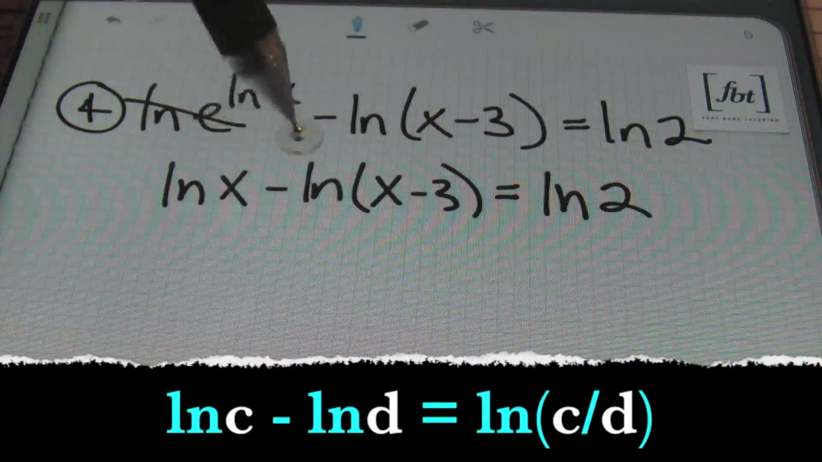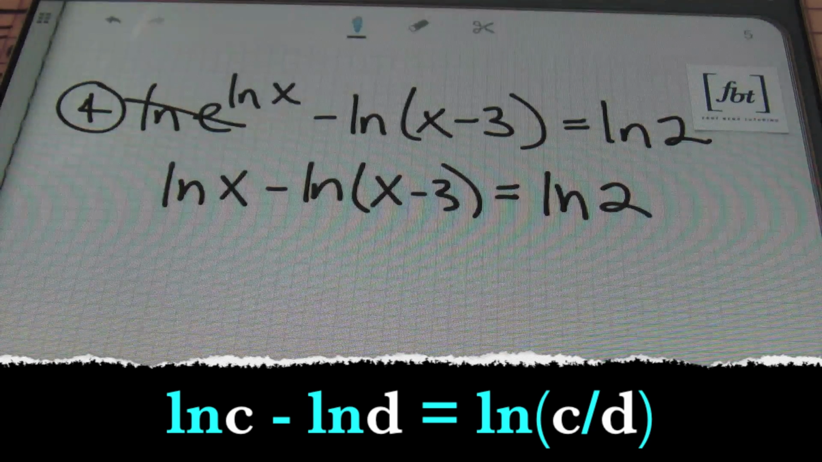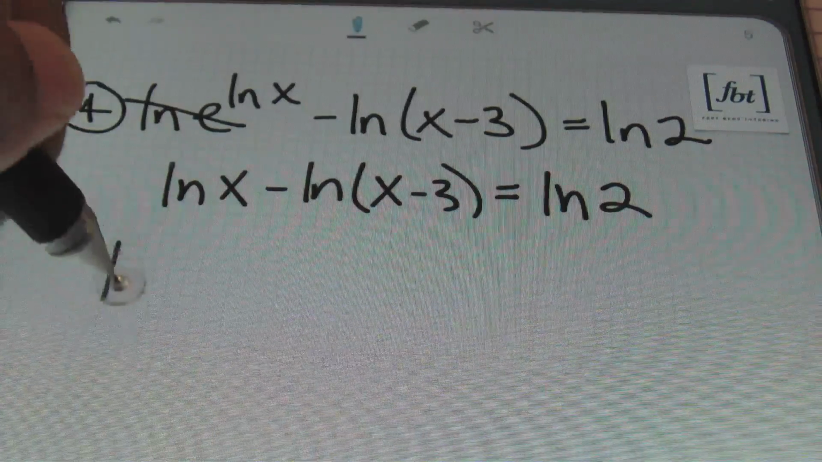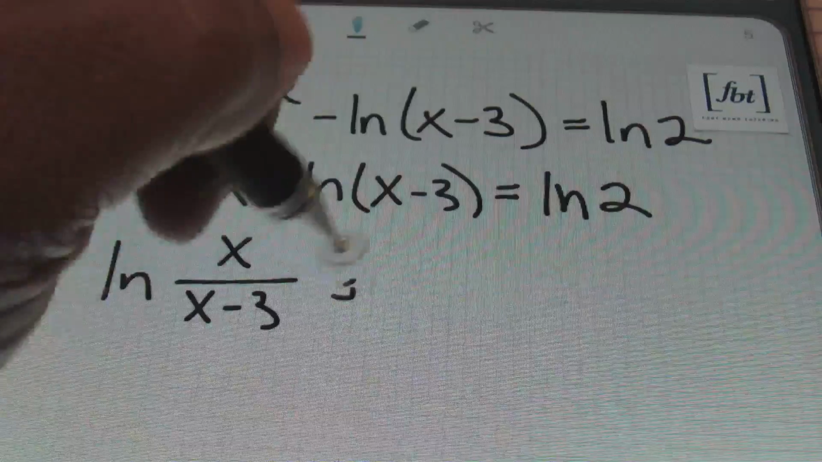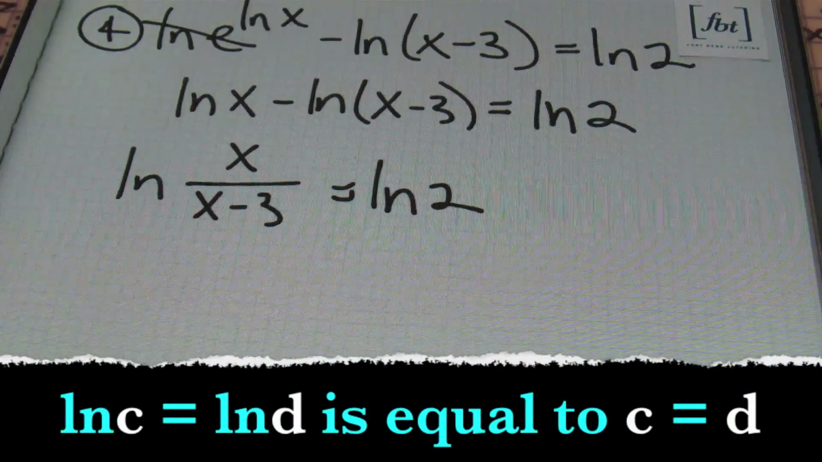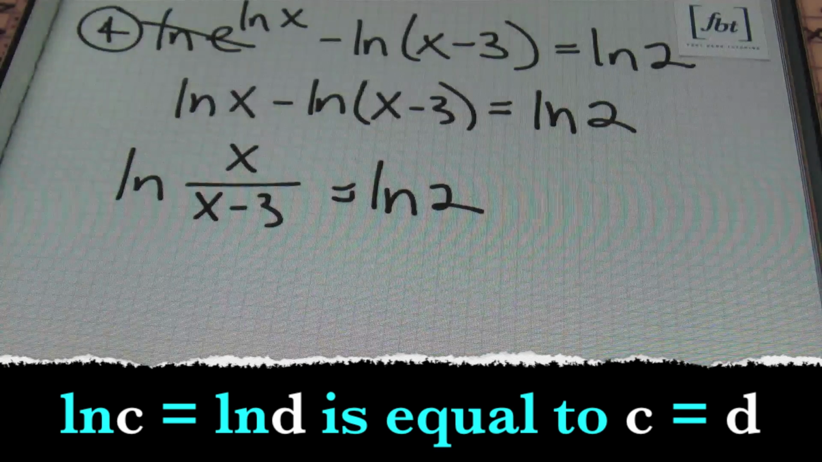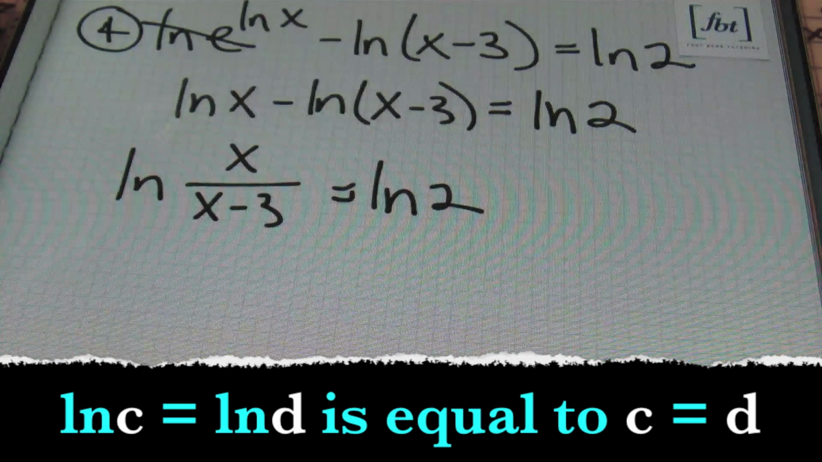Since I have the same base here and subtraction on the left side of my equal sign, I can convert this into a quotient. That's right, I can write it as a fraction. So this becomes the natural log of x over x minus 3 is equivalent to the natural log of 2. Because I have the exact same logarithm on either side of the equal sign, I have a natural log here, I have a natural log there, it's a 1-to-1 ratio.